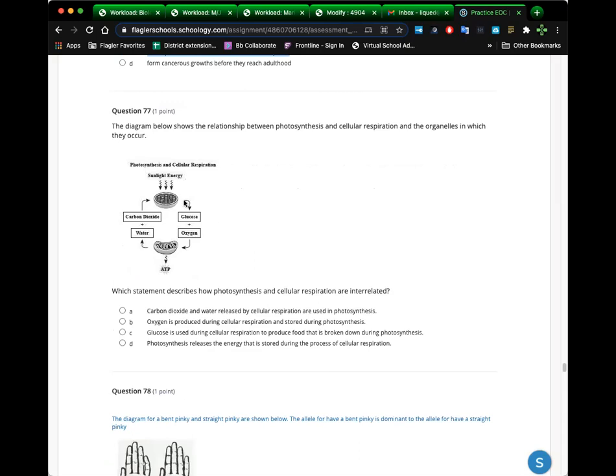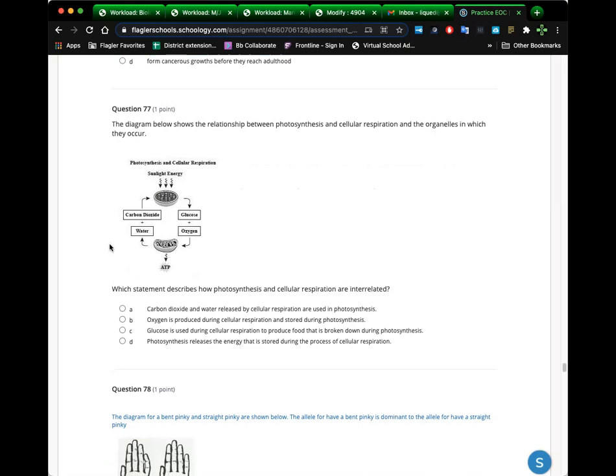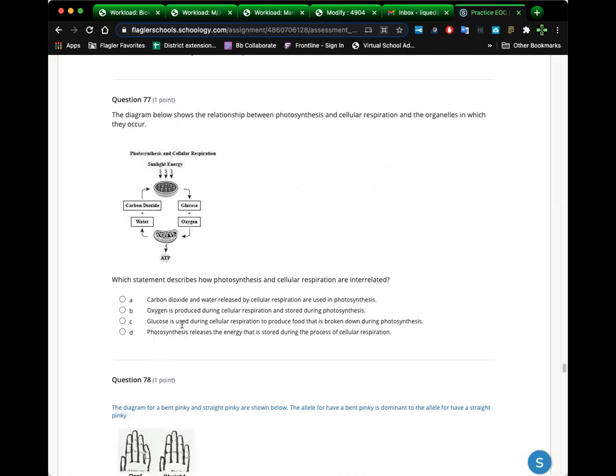All right, relationship between photosynthesis and cellular respiration. They tell you the answer if you look at the graphic. Photosynthesis at the top produces glucose and oxygen, which is then the reactant for cellular respiration. And then cellular respiration produces water and carbon dioxide, which is then the reactant for photosynthesis. So A.